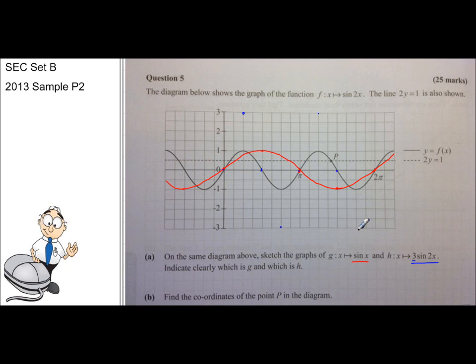So mark off the interesting points that will help us graph it. It is just a sketch, it doesn't have to be perfect. So just join up these dots, just curving it at the bottom. So this blue line is a representation of 3 sine 2x. And really we should know how to do these fairly quickly.